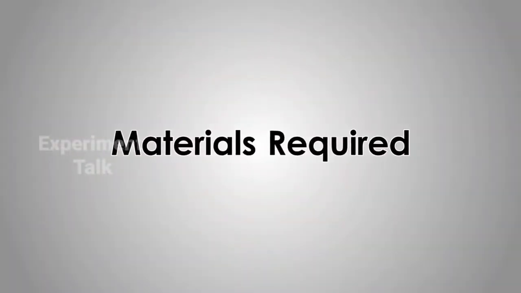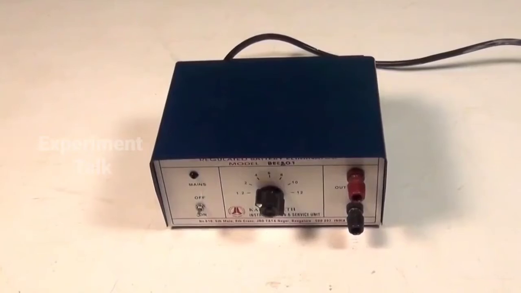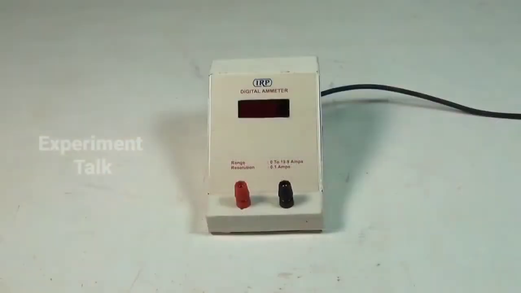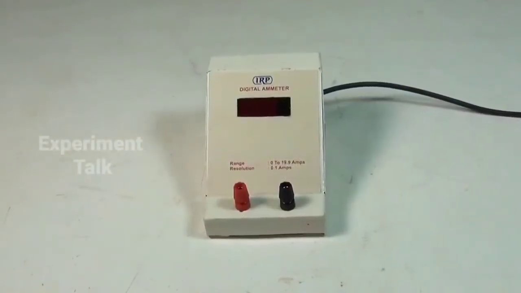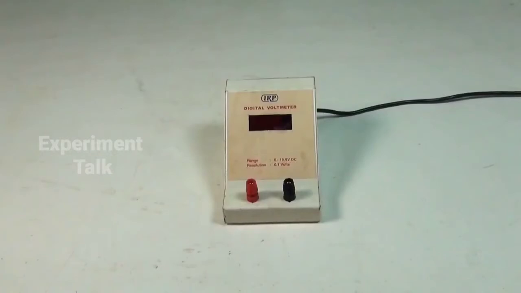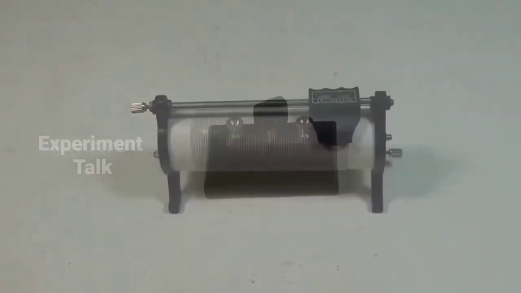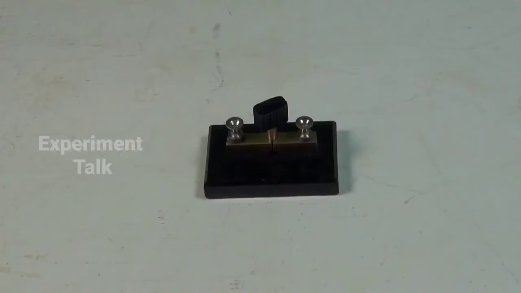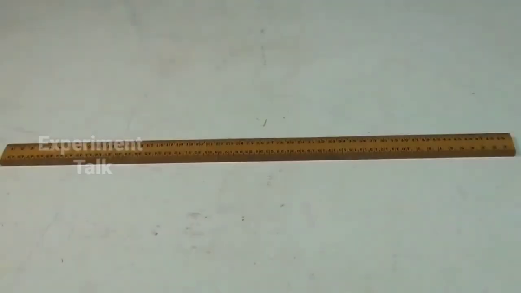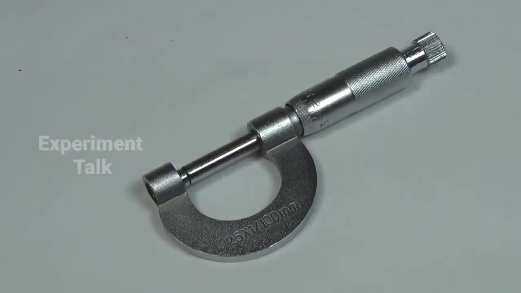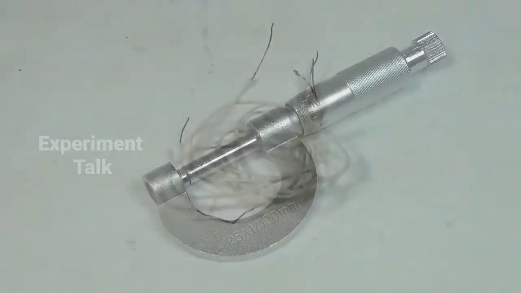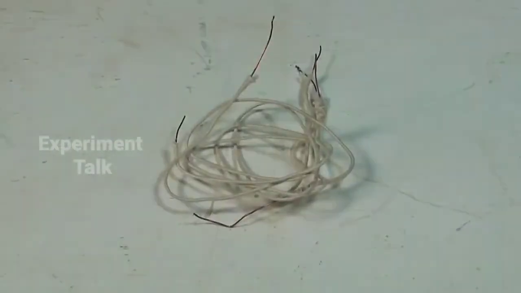Materials required: battery eliminator, ammeter, voltmeter, a resistance wire, rheostat, one-way key, meter scale, screw gauge, connecting wires.